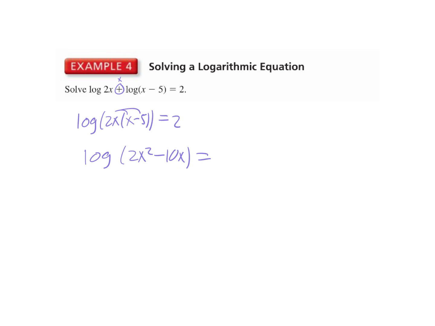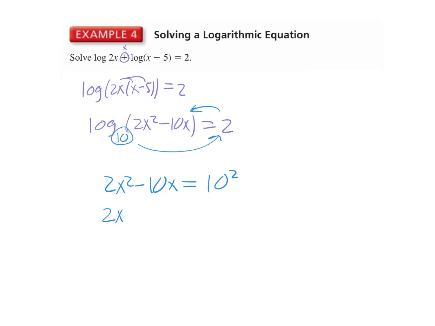And then if we recall, if you don't see a base, you assume that the base is 10. So this is log base 10. And then we can just convert this to exponential. Now this looks like something that we've done before. So we get 2x squared minus 10x equals 10 squared. And now 10 squared is 100, so I get 2x squared minus 10x equals 100.